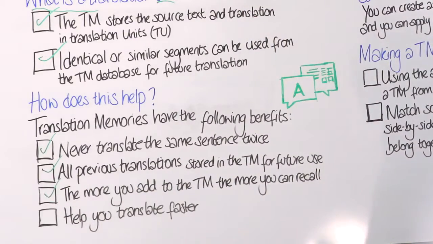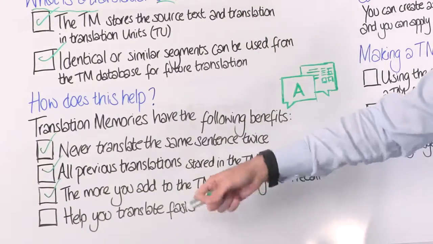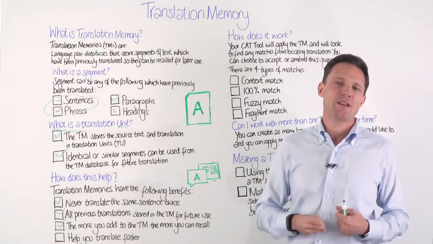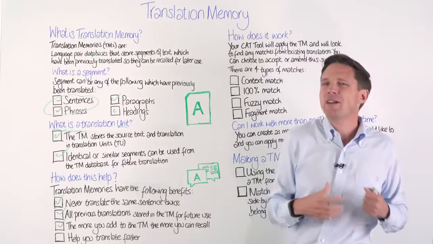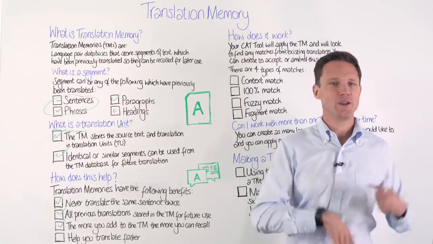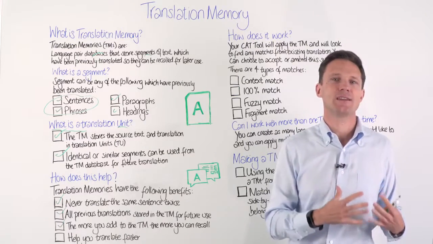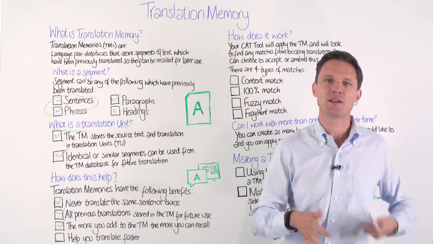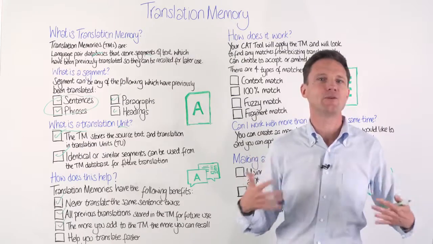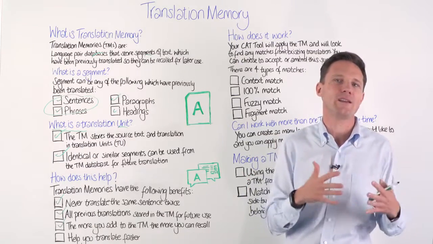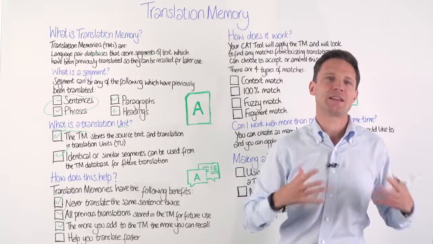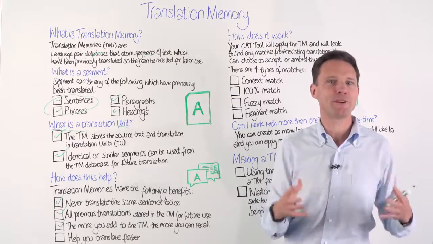One of the nice things about a translation memory is the more you add, the more you can recall. And at the end of the day, the interesting piece is that you're actually not doing more work. You're translating as you were translating before. The difference is that you're storing that translation for the future. And it just kind of happens automatically. It's really quite easy to add and build a translation memory. It can get big pretty quickly.